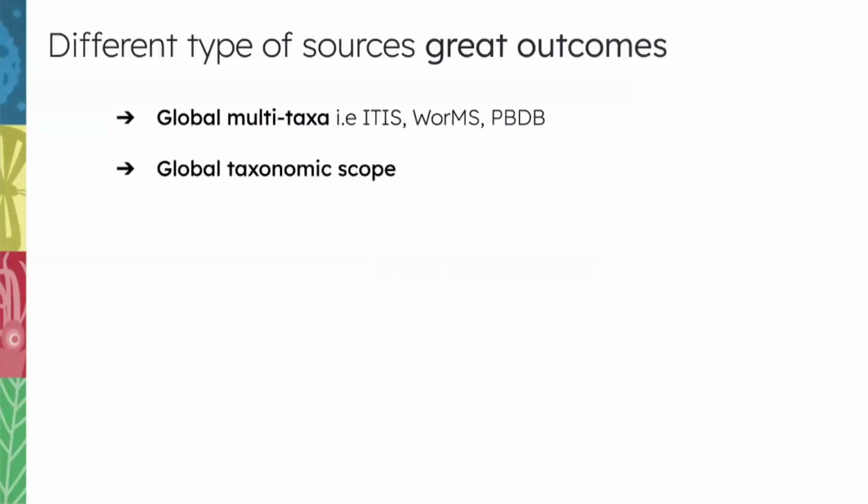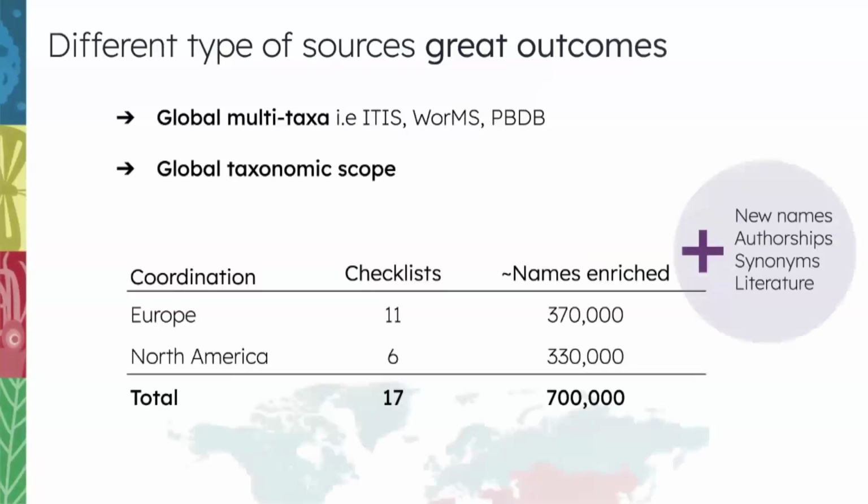We have multi-taxa sources like IDs, WORMS, and ValiDB that we have been using for a long time, but now because we allow overlapping information, we can use them in full and not only for very specific groups. And we also have sources that have a very specific taxonomic scope. These sources are providing more than 700,000 names, which include new names, names that have been enriched with authorships, synonyms, and literature. We also see that these are coordinated by Europe and North America only, so probably these sources have some sort of geographical bias.